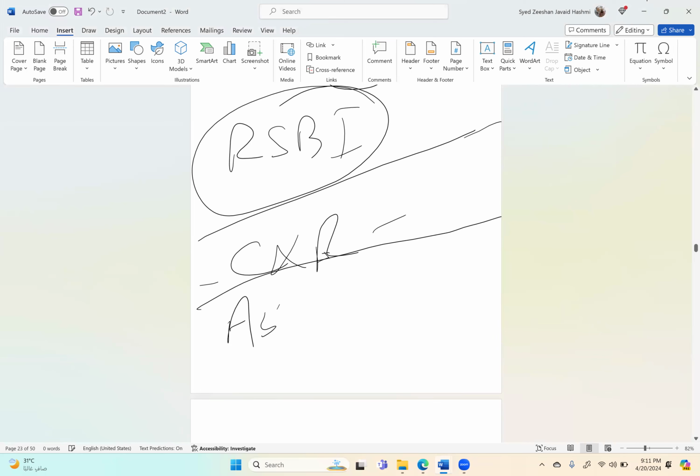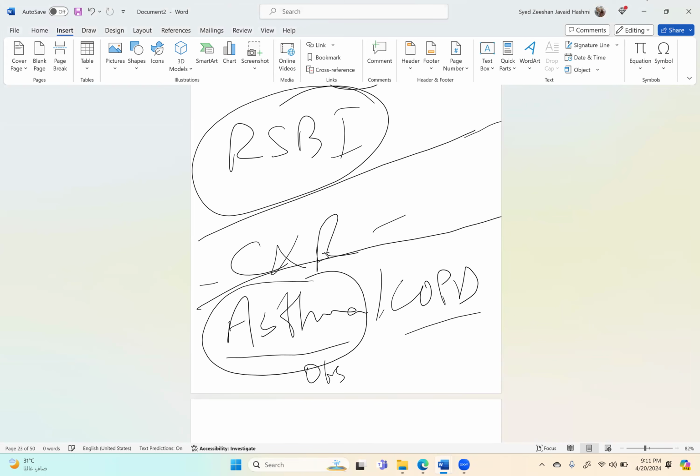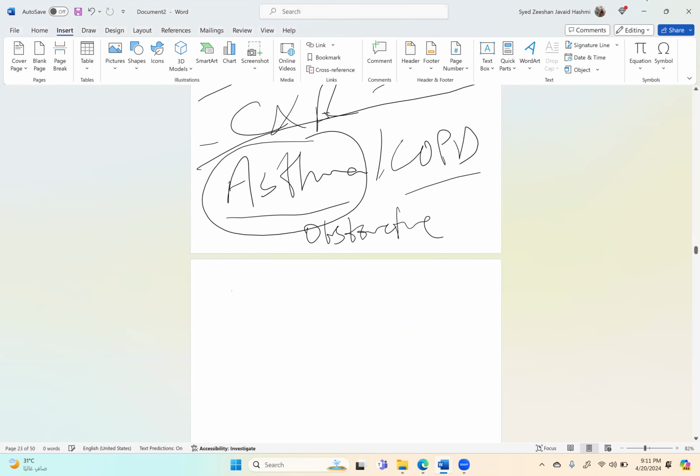Few words about asthma and COPD. Both of them are obstructive lung diseases. There is obstruction and a problem in expiration. So you should know what asthma is and what COPD is. The basic difference is that asthma is reversible and COPD is irreversible. Number two, asthma is usually an allergic cause, and it is episodic, paroxysmal.